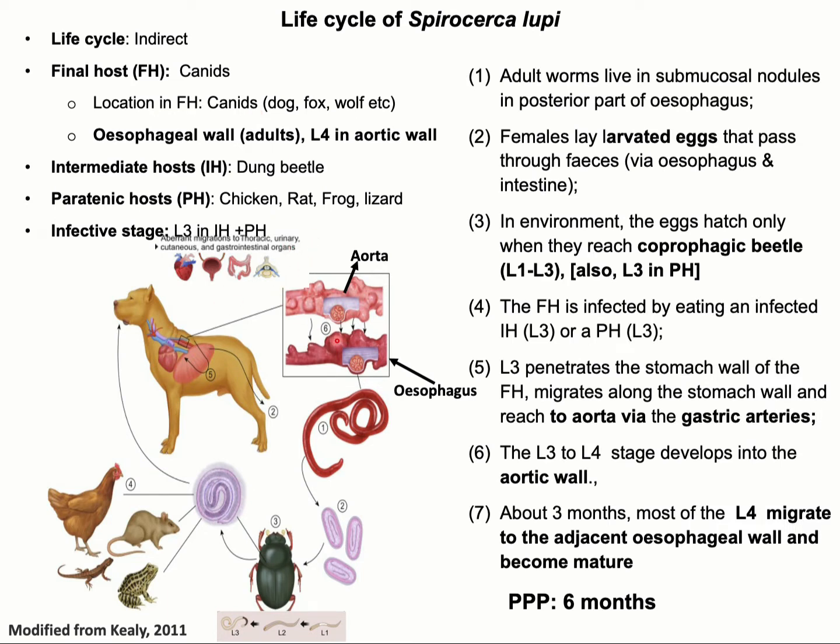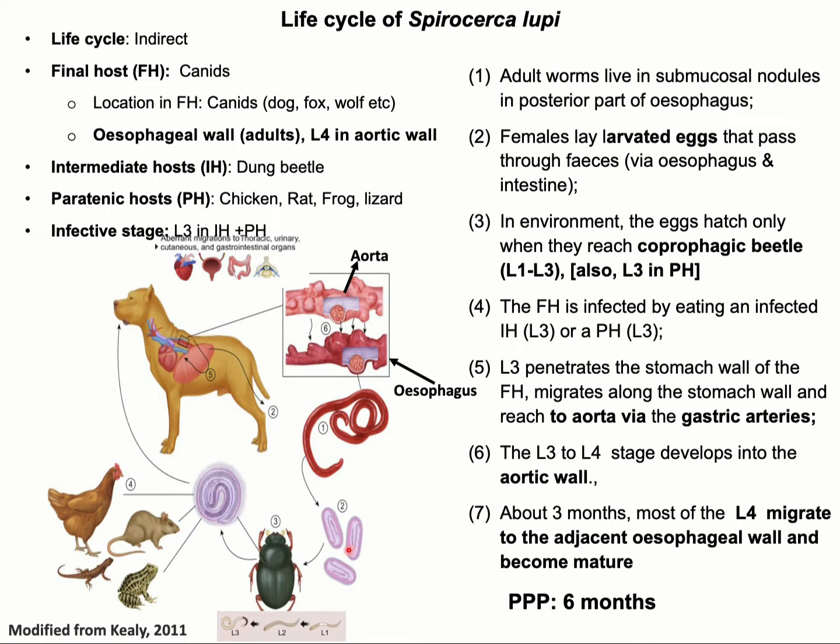So the adult parasite will be found in the esophageal granuloma. There are commonly 1 to 4 nodules in an affected dog, and there may be several worms in each nodule. Within this nodule, female parasites will lay larvated eggs, and those eggs will pass through an opening made into the mucosa to the lumen of the esophagus. Finally, these eggs will be passed to the environment with the feces.